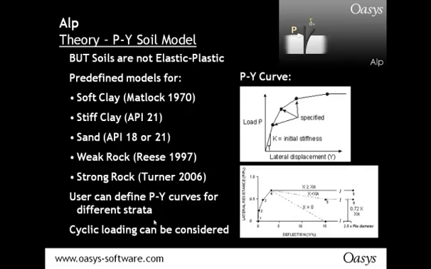Also, ALP considers cyclic loading. And cyclic loading is very useful, for example, if you're considering a wind turbine on a single pile. So you might have swaying to and fro, and that would account for that kind of problem.